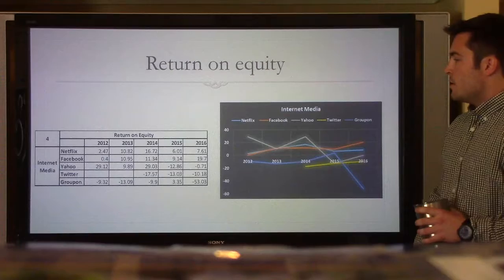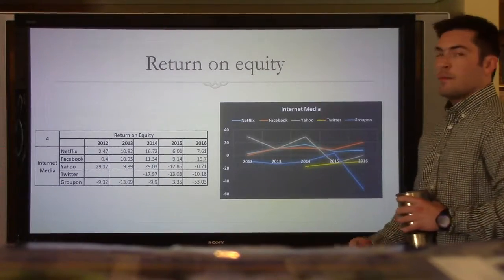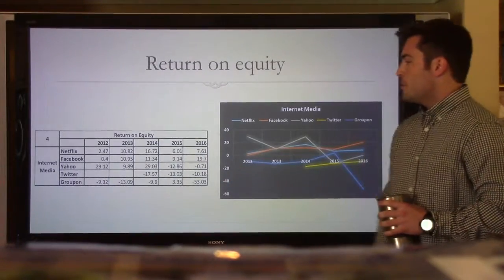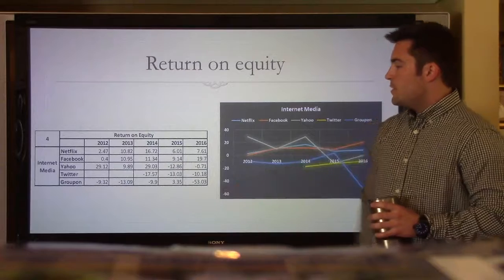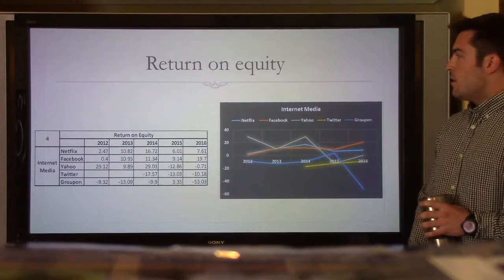Return on equity, this is another huge ratio. Obviously you want this to be as high as possible as well. That's your net income divided by your total equity. And you can see once again, Facebook is one of only 2 that have a positive ROE while also having 20 in their ROE.